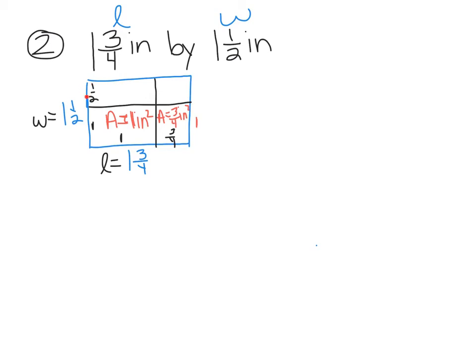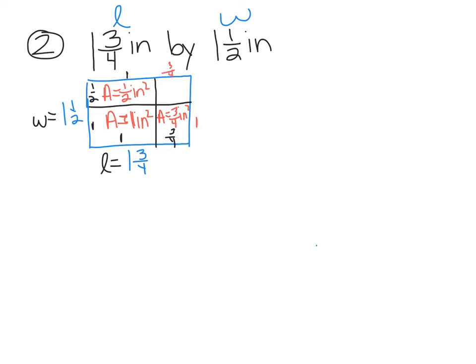Okay, so now I'm going to do, let's see, we'll do this area. So I have a half times, well, what would this be? Well, 1. Let's label it. So half times 1, anything times 1 is itself. So A is equal to 1/2 square inches.